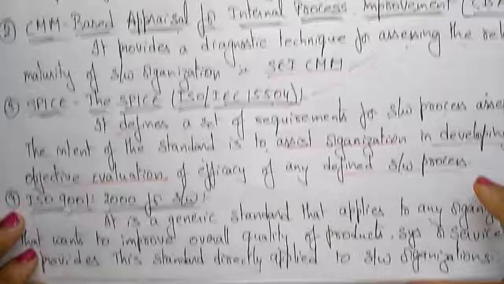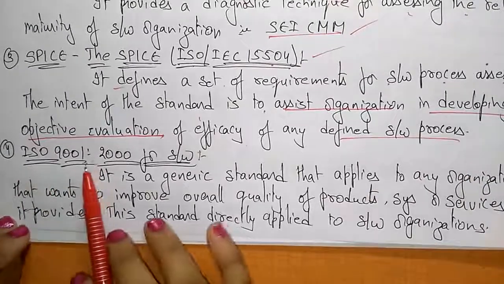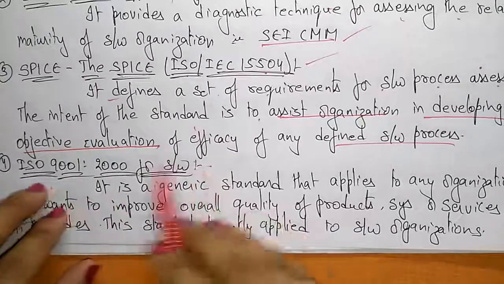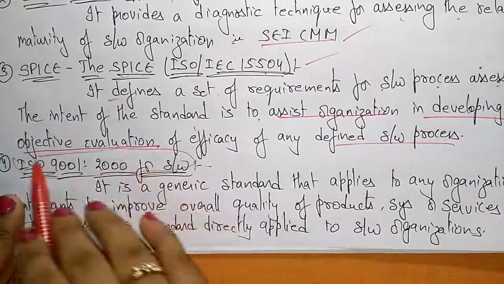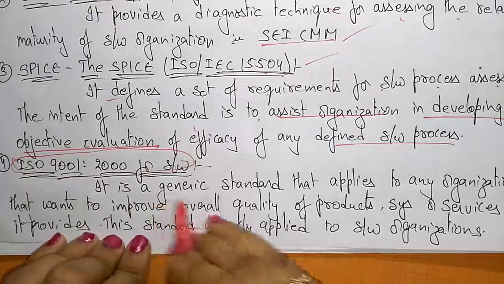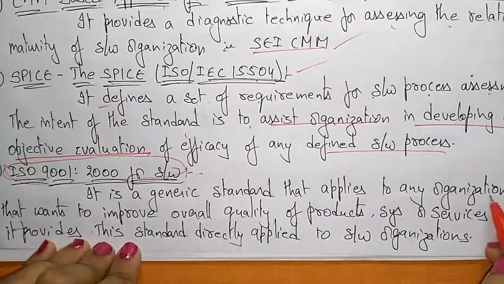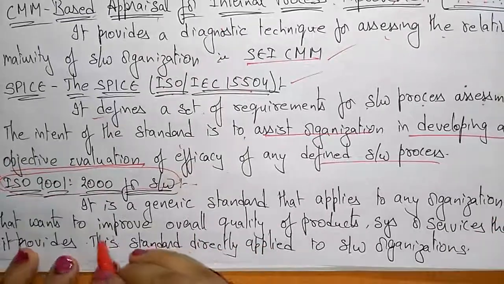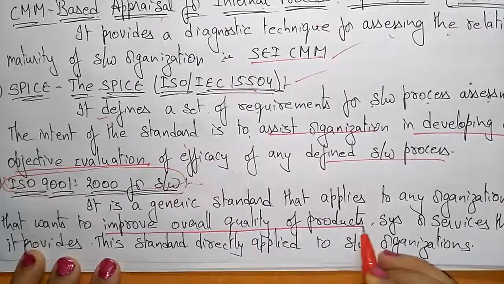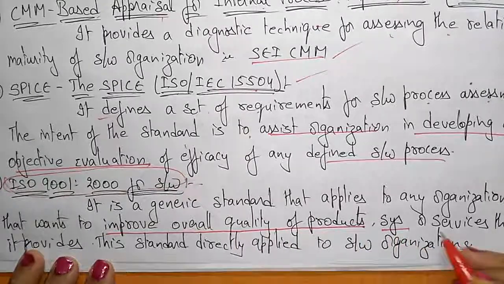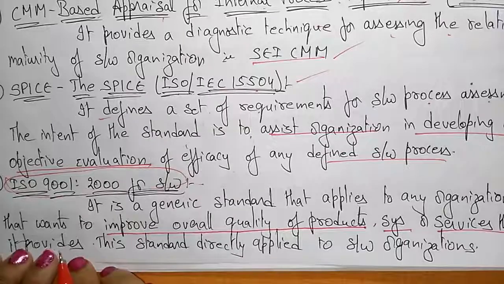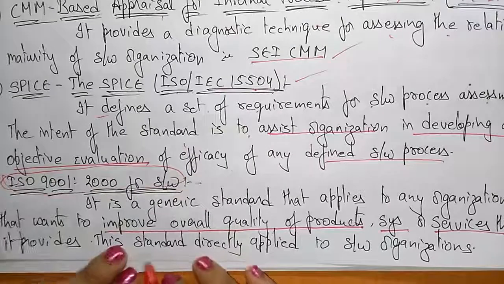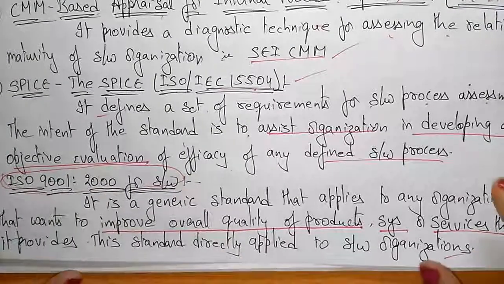If the process has this type of evaluation, then it will be given a standard like SPICE. Next standardization is ISO 9001, or 2000 for software. If your software holds this standardization certificate, it indicates a generic standard that applies to any organization that wants to improve the overall quality of a product, systems, or services that it provides. This standard is directly applied to software organizations.